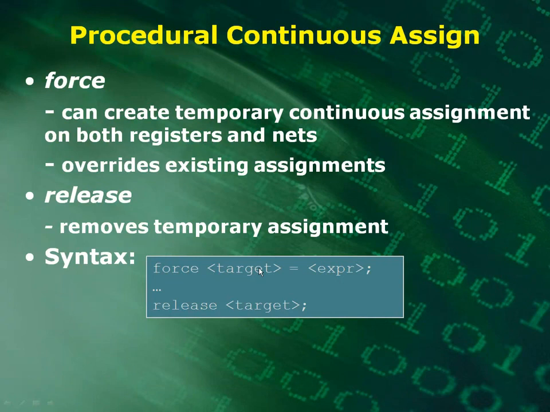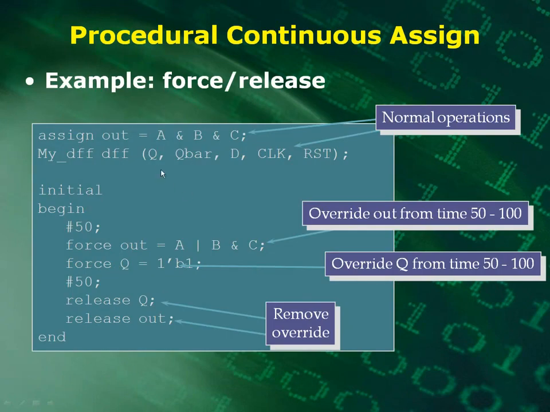Again, same similar type of format. So let's look at how you might use these. Let's say you had an assignment statement of just assign out equals A and B and C, some simple assignment. And here we have a module, my DFF, and here's the instance name, DFF, and here's the signals that we're feeding into that instantiation.